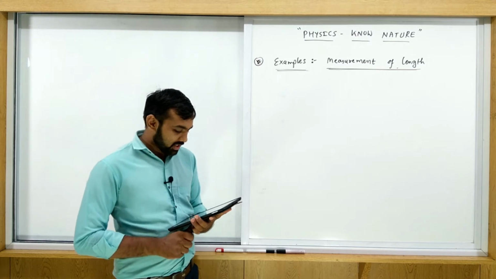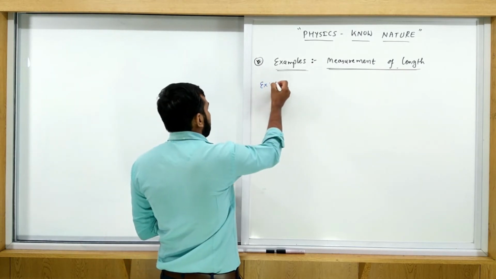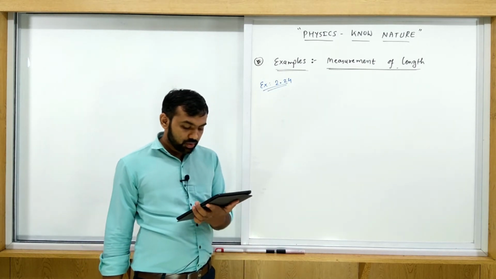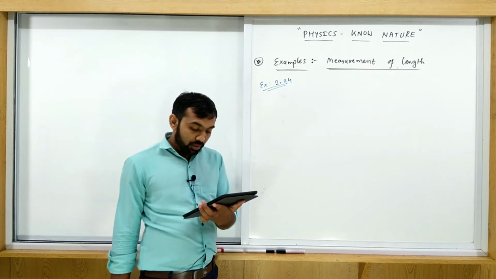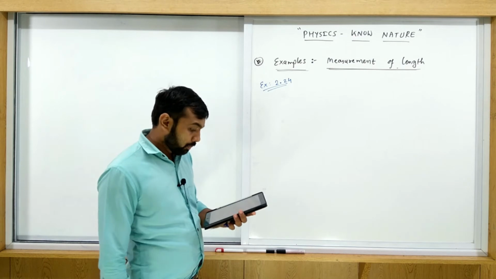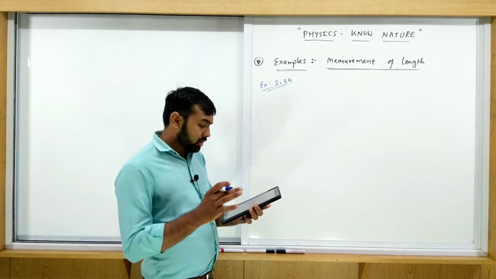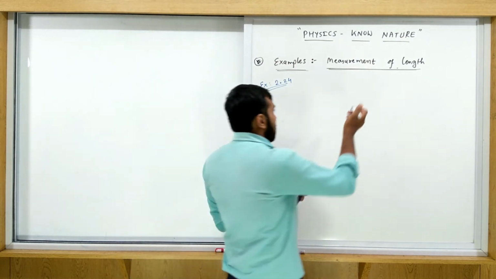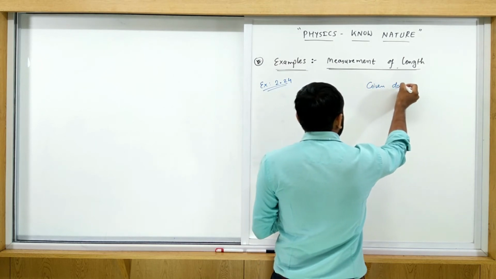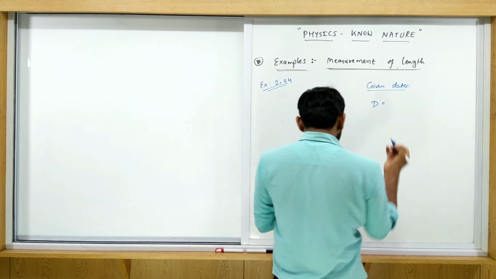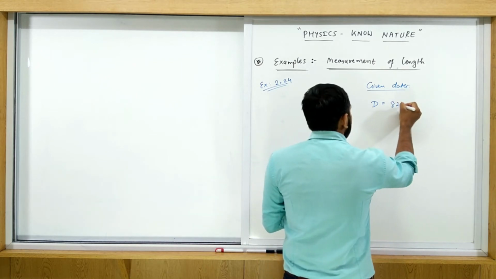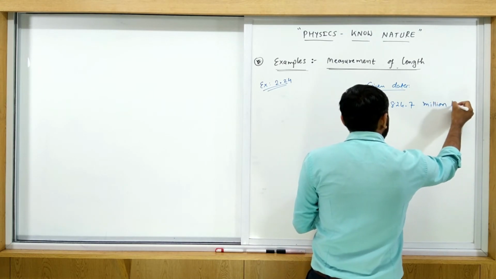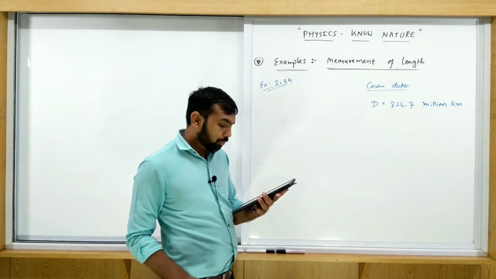Okay guys, let's come to the next example from the exercise. Example number 2.12.24. When the planet Jupiter is at distance 824.7 million kilometer from the Earth. So the distance between the two planets is given. Distance between Jupiter and Earth. Generally we consider the distance between two planets is capital D. So what is given data? Given data, D is equal to 824.7 million kilometer. That is given in the problem.